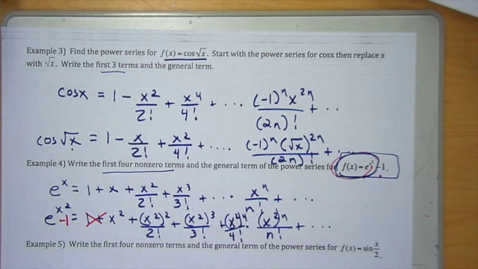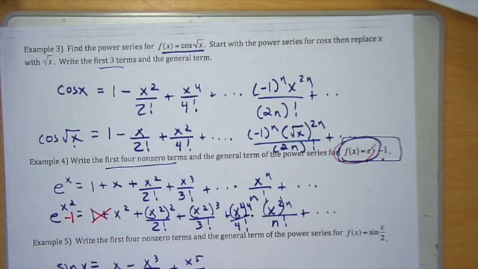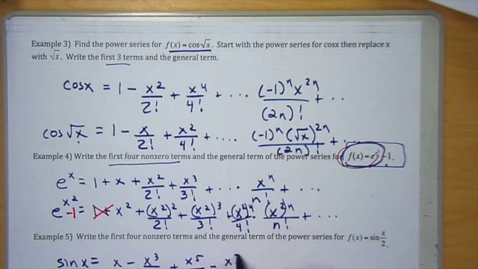Let's do one last problem. So let's find sine of x over 2. Again, start with the series for sine of x. So sine of x is going to be x minus x cubed over 3 factorial plus x to the 5th over 5 factorial. And again, it's asking for the first 4 terms. And then I'm going to write the general term here.